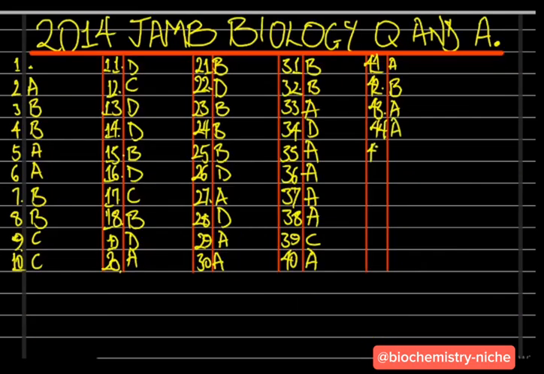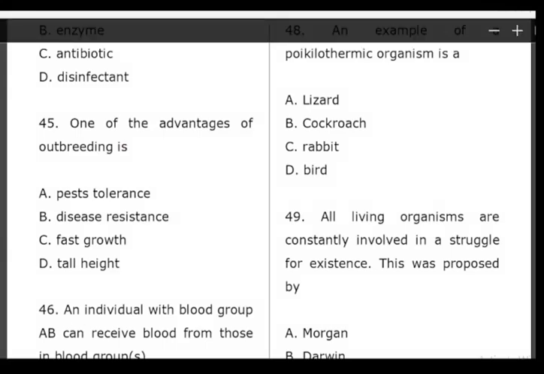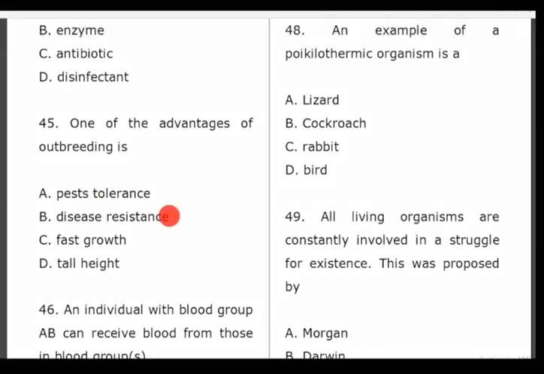So we move to question 45 now. One of the advantages of outbreeding is: A, pest tolerance; B, disease resistance; C, fast growth; and D, tall height. When we talk about outbreeding, we are talking about a cross that takes place between organisms of different species or unrelated species. Organisms that are crossed but they are not related. The species are not related. That is what we talk about here.